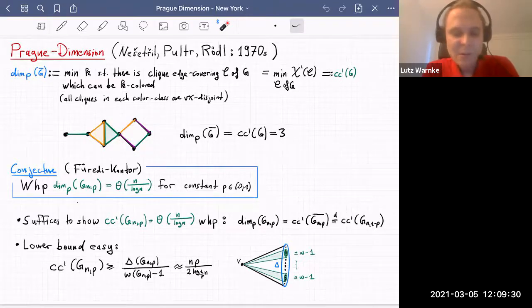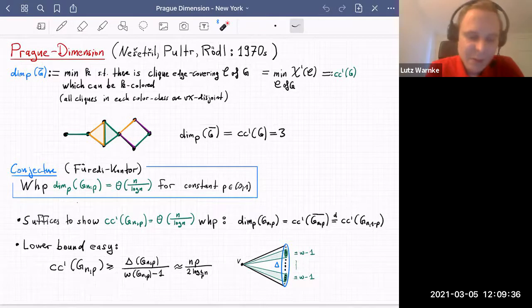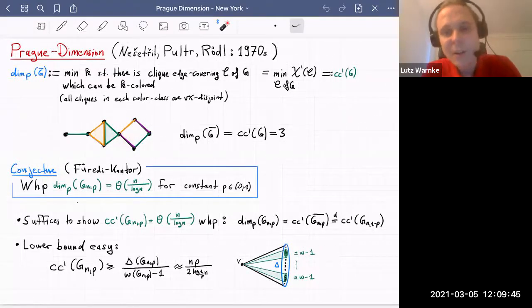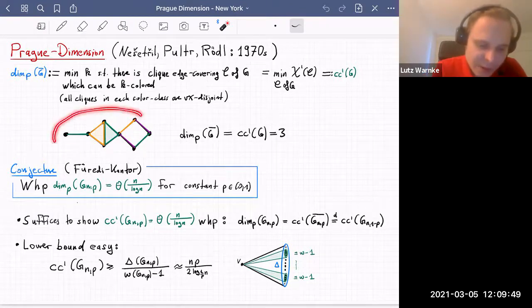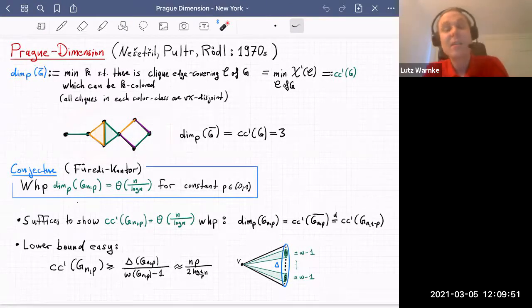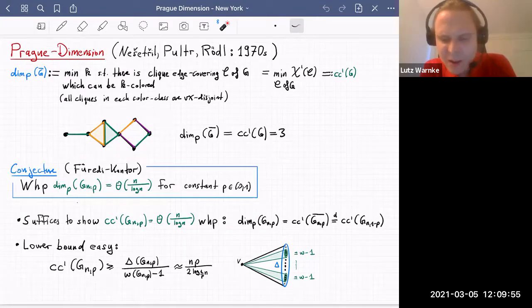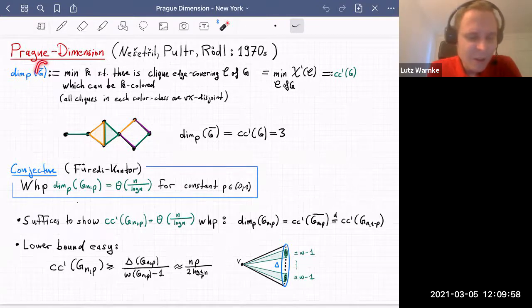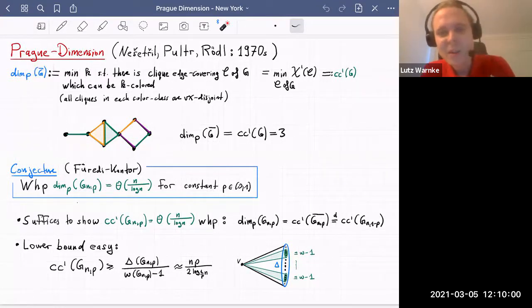Okay, so in other words, you'll never be able to color a clique edge covering using less than 3 colors, because for this particular vertex, no matter what you do here on the left-hand side, you need to use 1 color. For this edge, you need to use 1 color, and for this one, you also need to use 1 color, no matter which cliques you put there. Okay, so this proves that the complement of this graph has Prague dimension 3. And later on in the talk, it will be a little bit annoying to always talk about the Prague dimension of the complement of G.